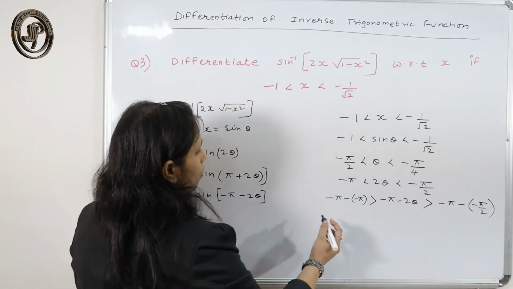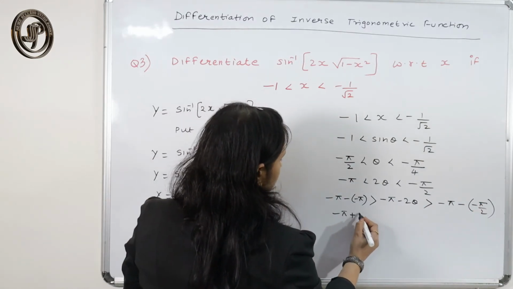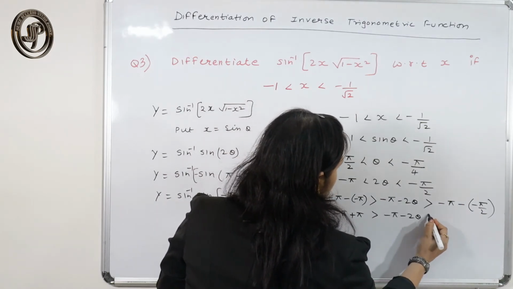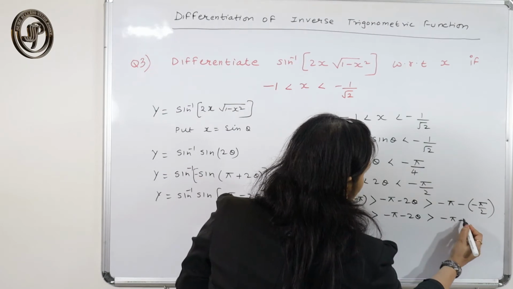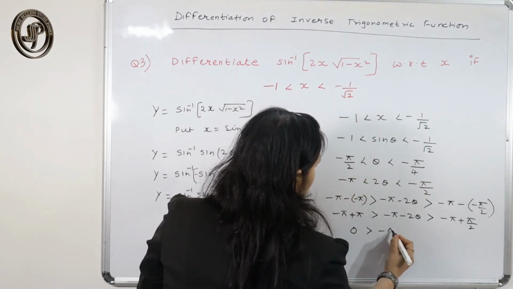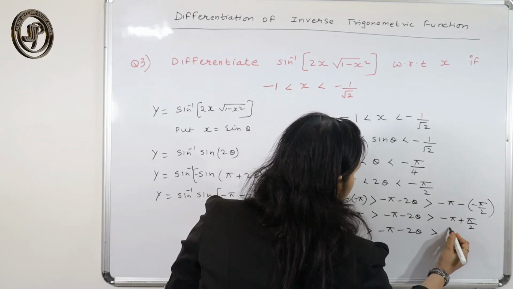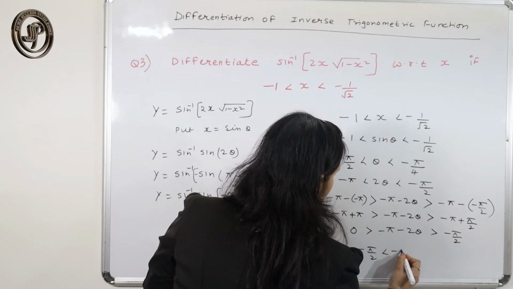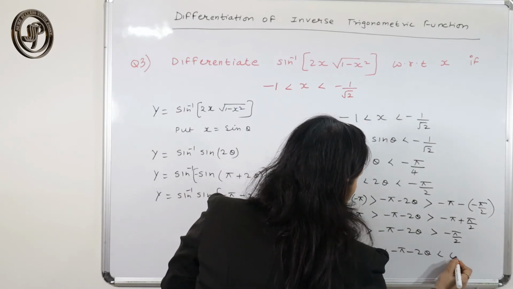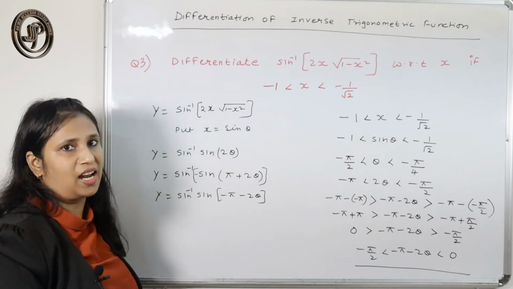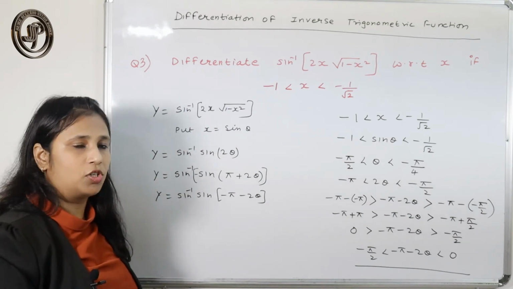Right? Now, what can you write here if you solve this? Minus pi minus 2 theta minus pi plus pi by 2. So here it comes 0. Here it comes minus pi by 2. Minus pi by 2 to 0. So that comes under the range minus pi by 2 to 0. That is the range for the sine inverse function.